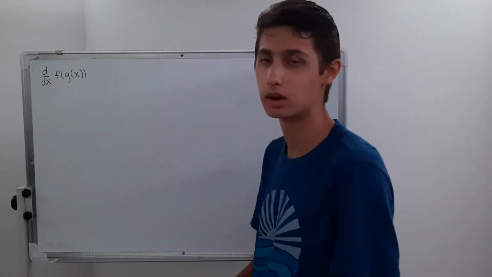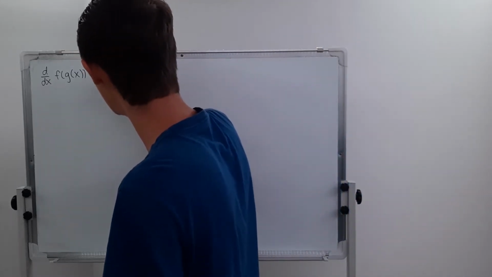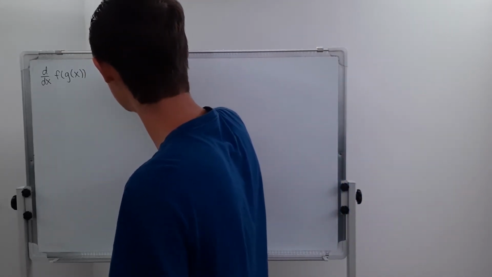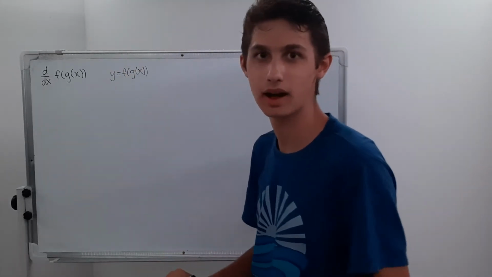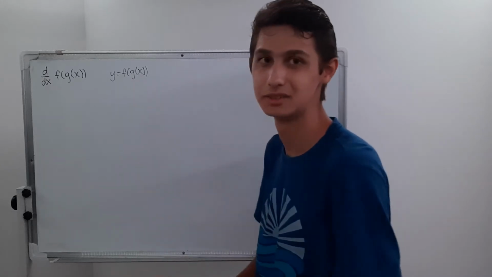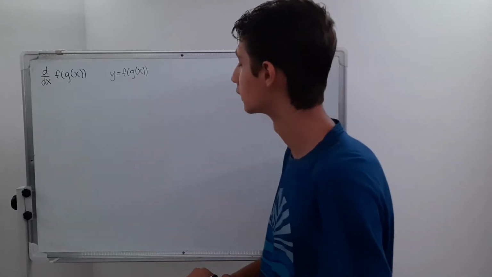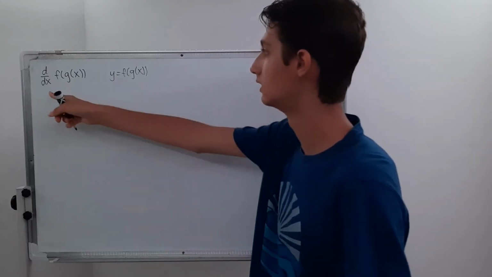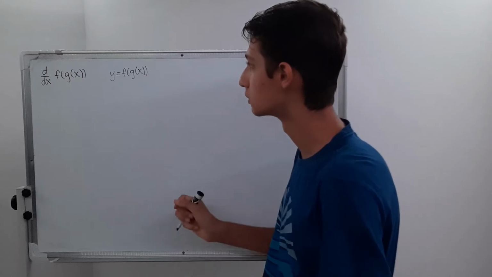Well, what we're going to start with is we're going to say y, just a random y, is equal to f of g of x. We could say this is y of x, or we could call this h of x, or something else, but I'm just going to call it y, just for simplicity. So we're taking dy dx, essentially. Okay, so what do we do now?